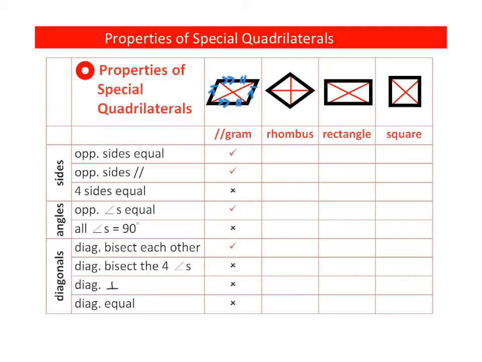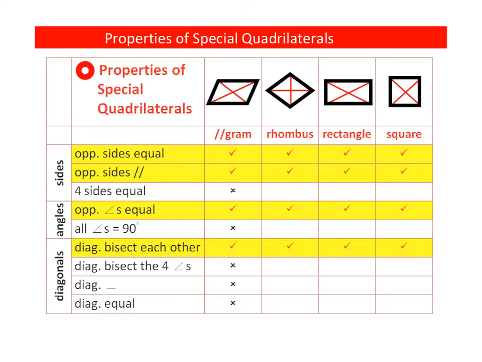The opposite sides of a parallelogram are equal and parallel. The opposite angles of a parallelogram are equal. The diagonals of a parallelogram bisect each other.